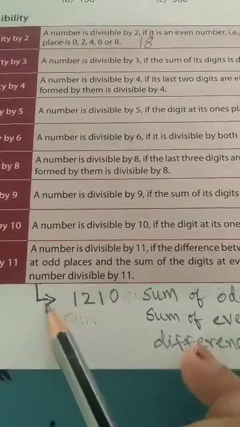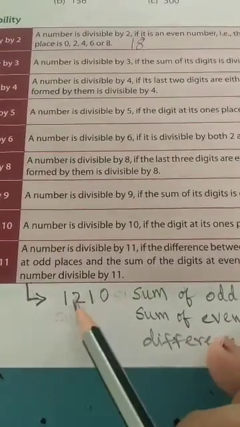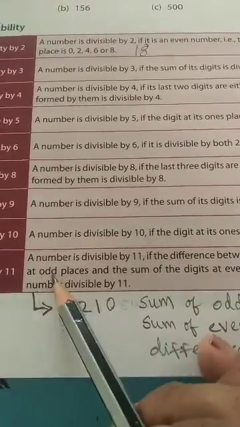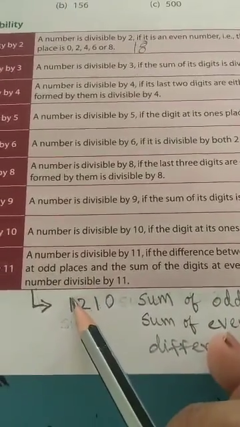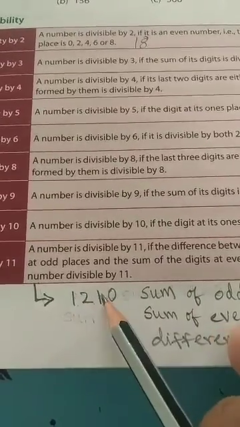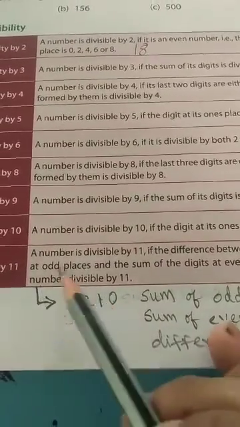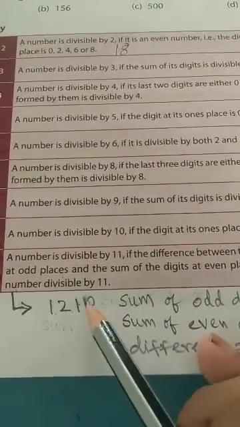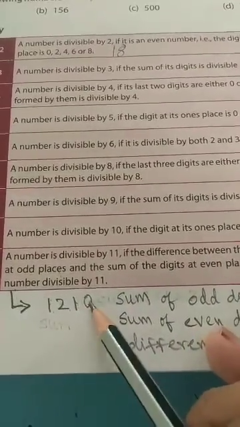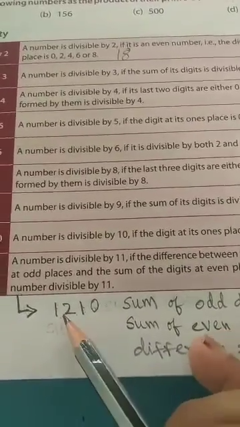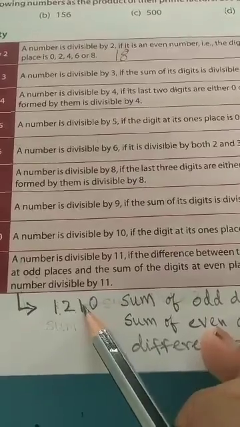See, I have taken for example this number, 1210. What are the odd places? First one, third one. The digits at first and third place are called odd places, and the sum of the digits at even places. What is even place? Second and fourth place. So second and fourth place are even places. First and third place are odd places.